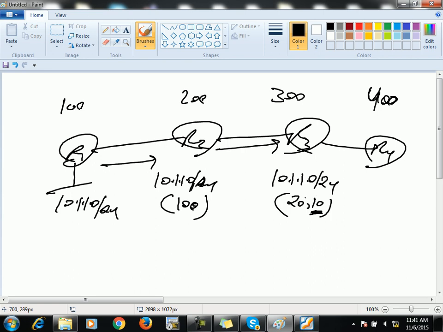Okay, make it 100, 200. Then similarly, R3 will give this update to R4 saying that if you want to reach 10.1.1.0/24, you have to cross 300, 200, and then 100.